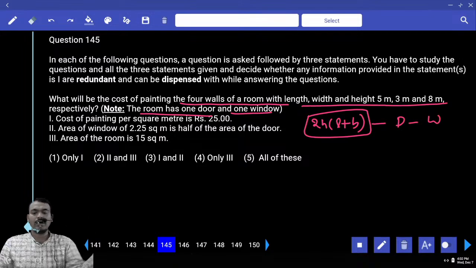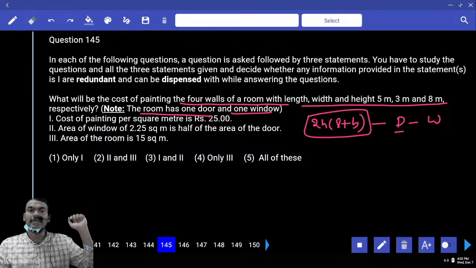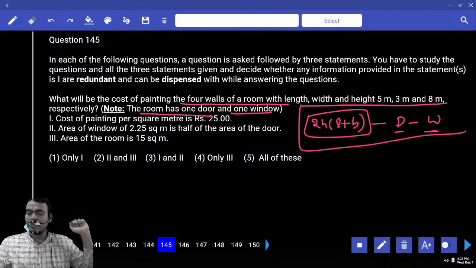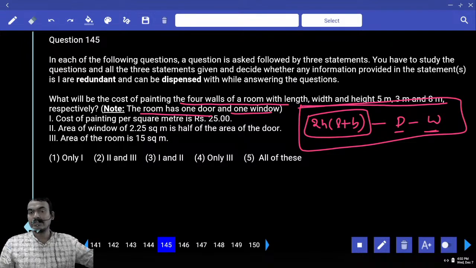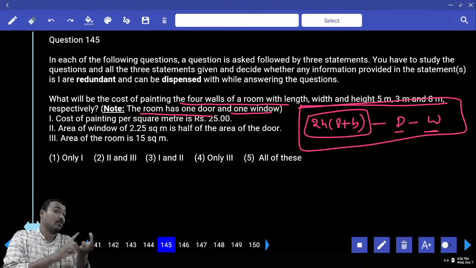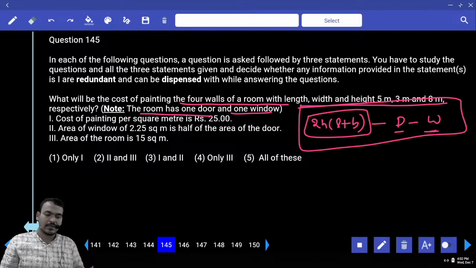Okay. What is the 4 walls area? 2h into L plus B. From that we subtract the door area and window area, then we get the total area, yes or no? Other than the door and window, we get 2h into L plus B minus door area minus window area. We require L, B, H, door area, window area. Next, per square meter cost is also required, yes or no? What is the first statement? Cost of the painting per square meter is how much? 25. Only one alone? Not sufficient.